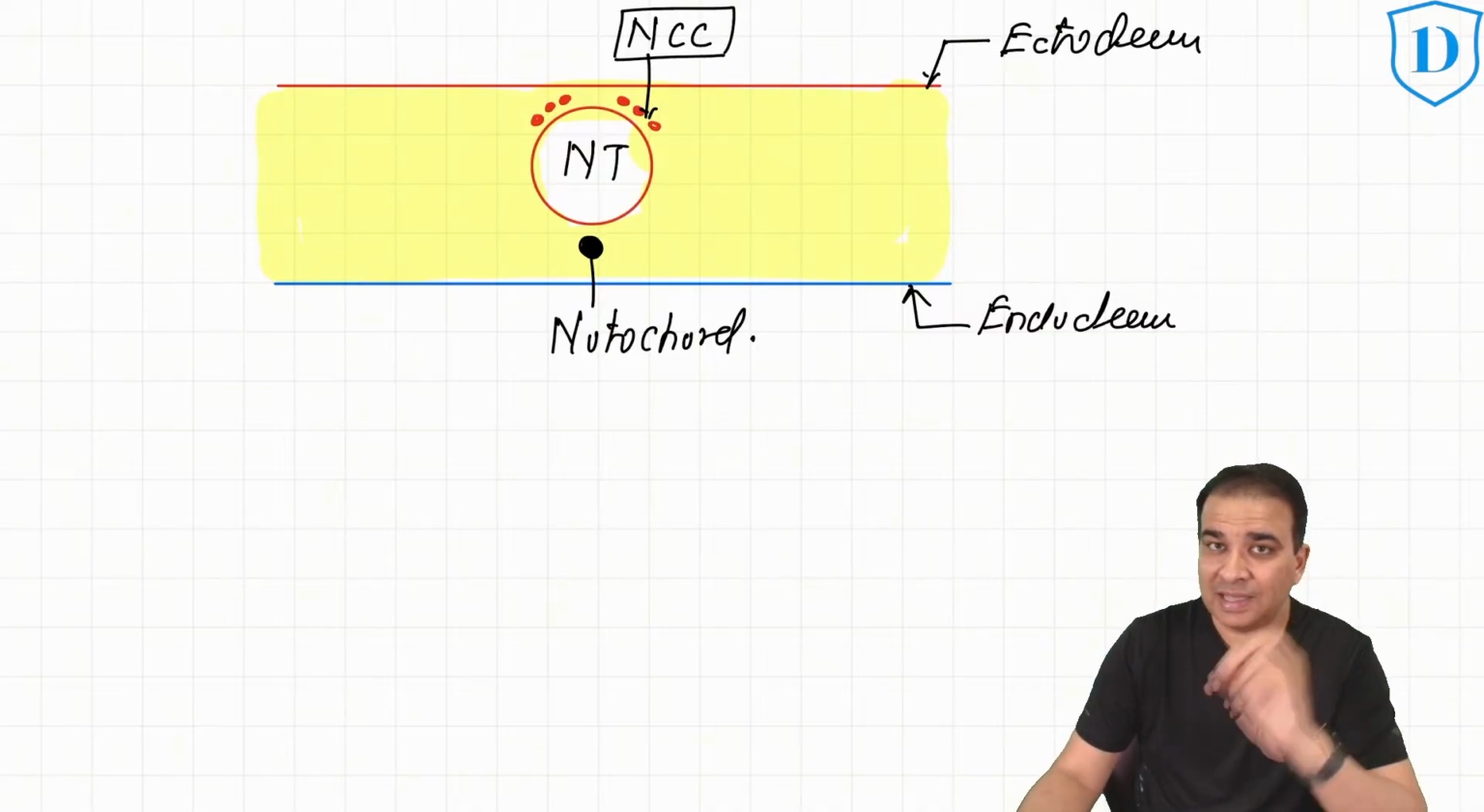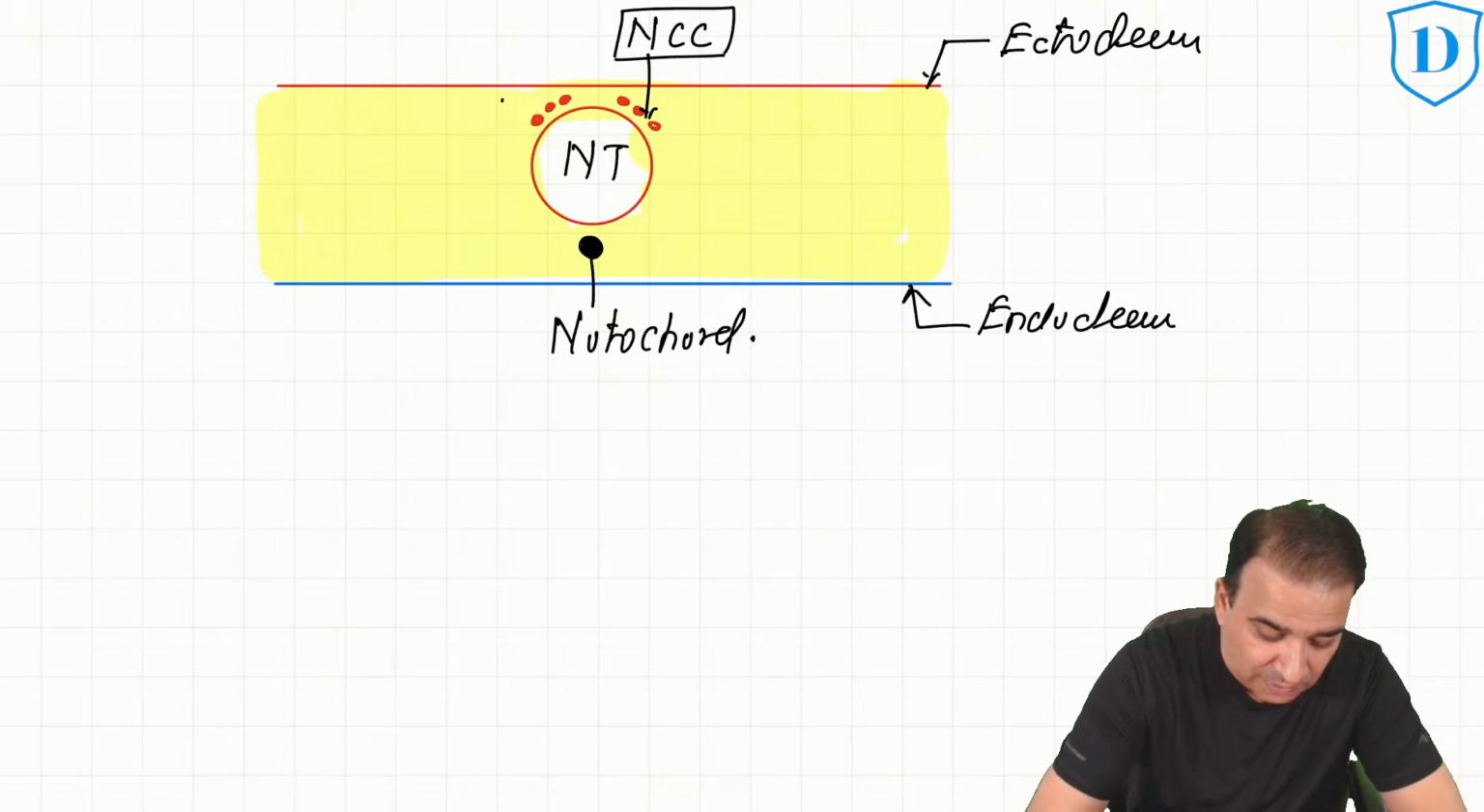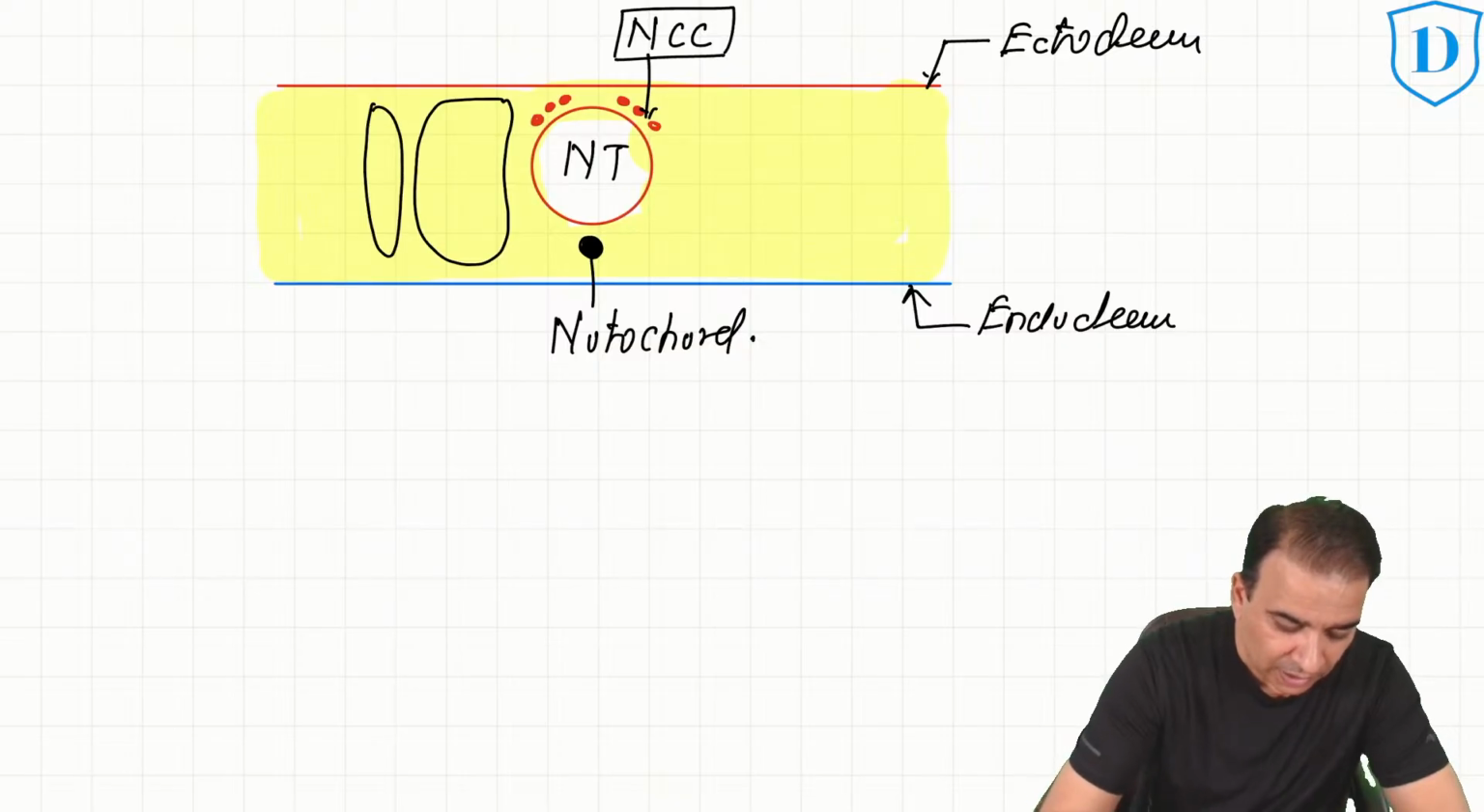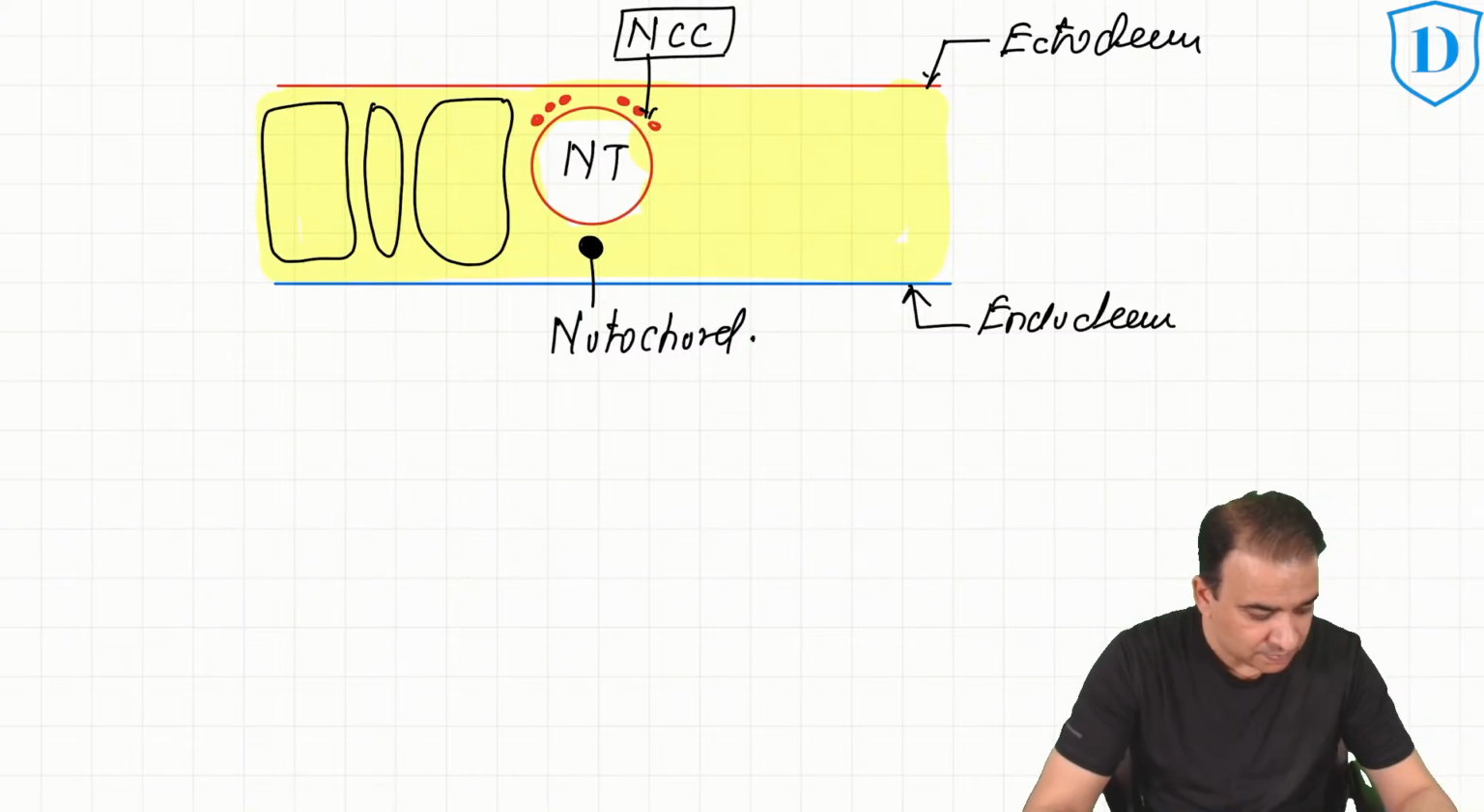You will also see mesoderm dividing in three parts, guys. Mesoderm divides in three parts. One part of the mesoderm is the paraxial mesoderm. Then we have intermediate mesoderm, and then we have lateral plate mesoderm.